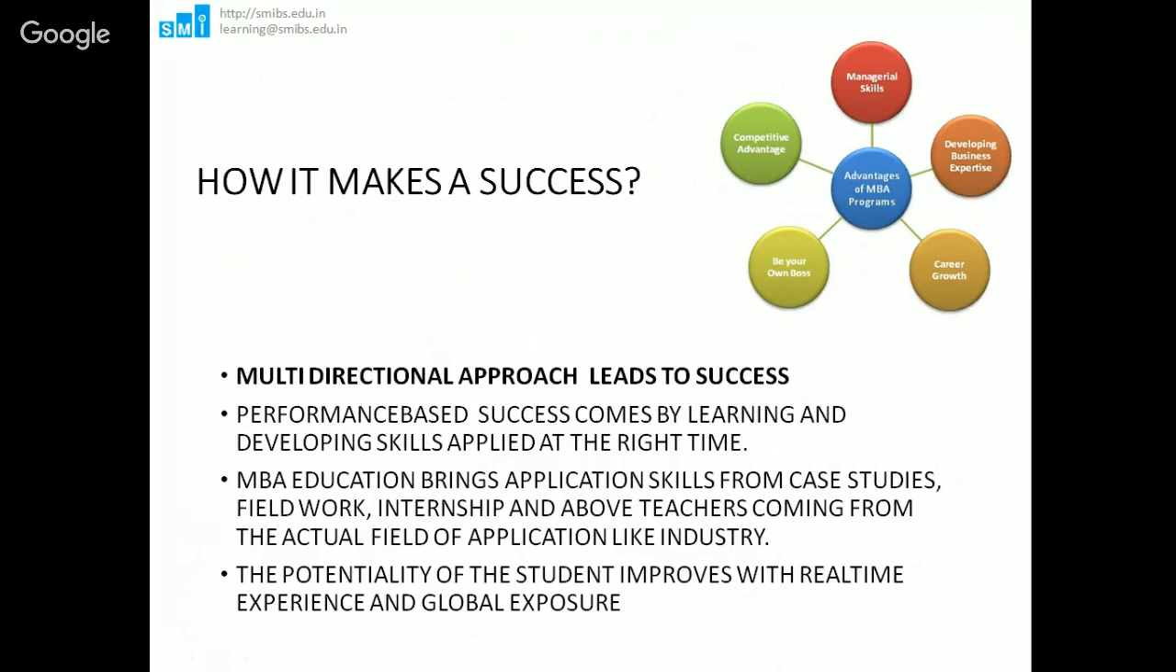Performance based on success comes by learning and developing skills applied at the right time. Students, or in real life the manager or the entrepreneur, whatever knowledge he has developed, he must develop a kind of skill to understand things. As experience comes, people sense what will happen next, what has gone wrong, what is the real cause of the failure, and what will be the real cause of success, he will find out.